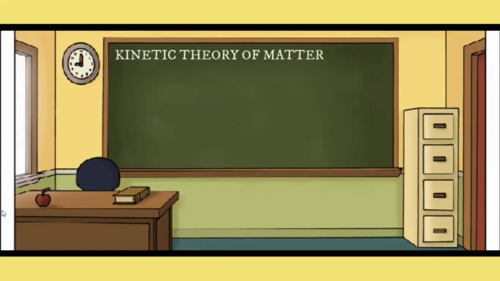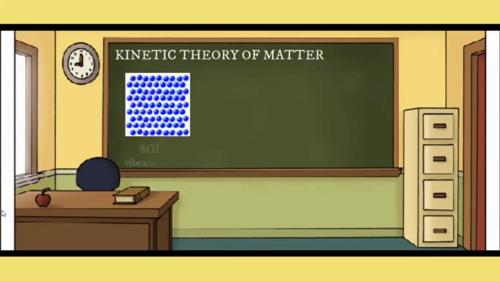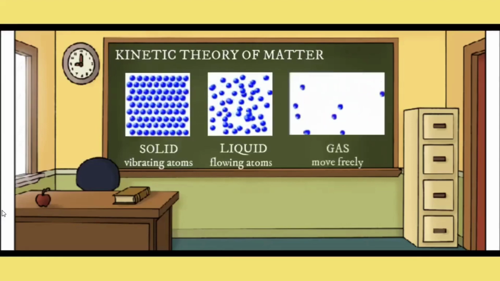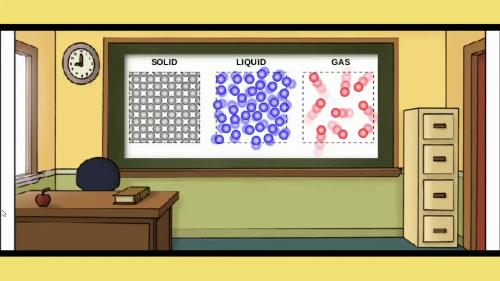Kinetic theory of matter. All the particles that make up matter are constantly in motion. In solids, vibrating atoms. In liquids, flowing atoms. And in gases, atoms that move freely. The kinetic theory of matter explains that matter is made up of tiny particles, and that these particles keep moving all the time.